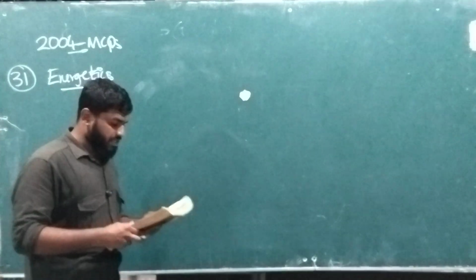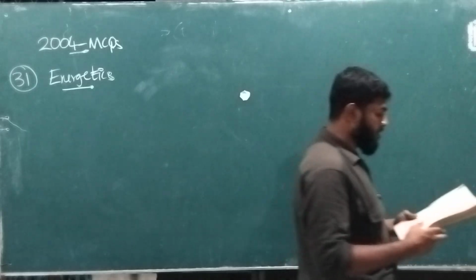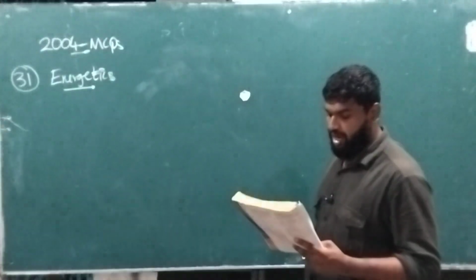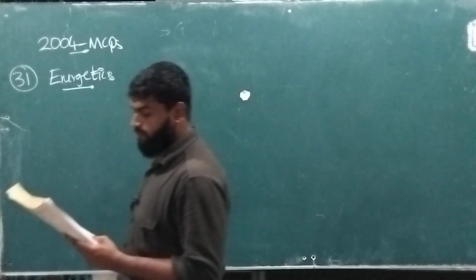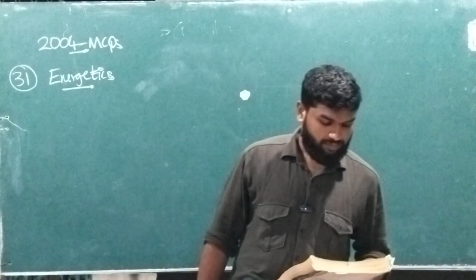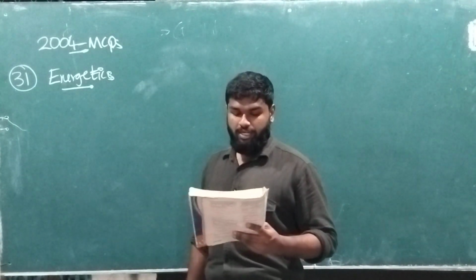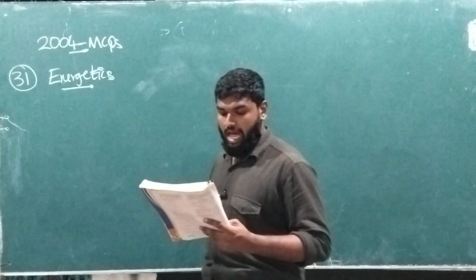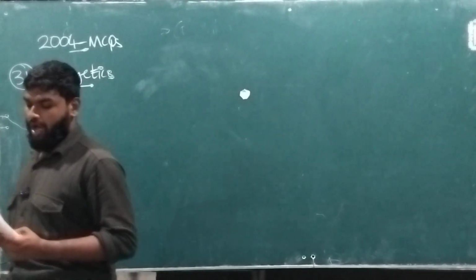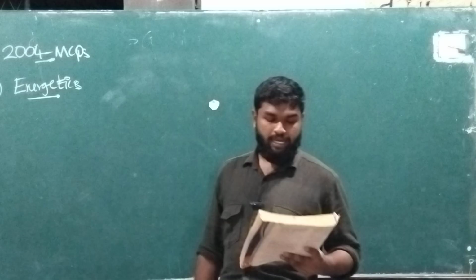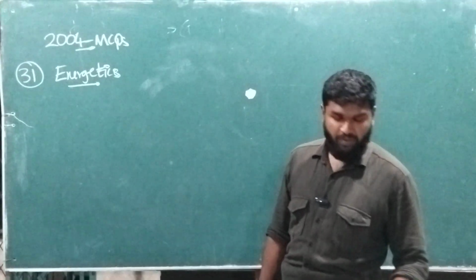The average bond energies of C triple bond C and C double bond C are 835 kilojoules per mole and 610 kilojoules per mole respectively. Now the question is, the most reasonable value of the average bond energy of the C single bond C in kilojoule per mole is.